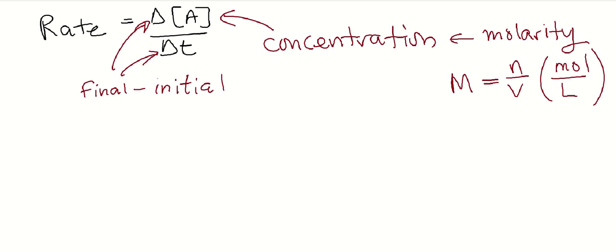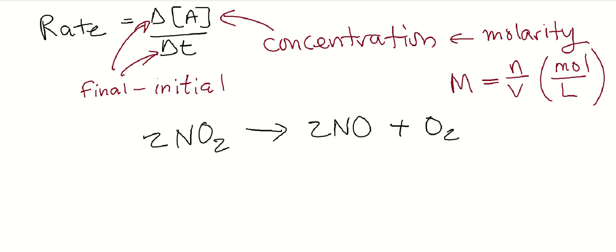Right, so here's the equation again, so I don't have to keep scrolling up and down. Why don't you use this decomposition of nitrogen dioxide equation and write this rate expression for, let's say, the appearance of oxygen over the first 50. You know what? Let's use some data.